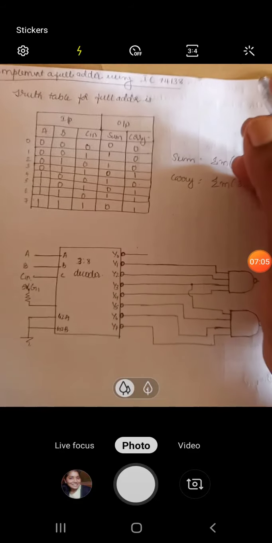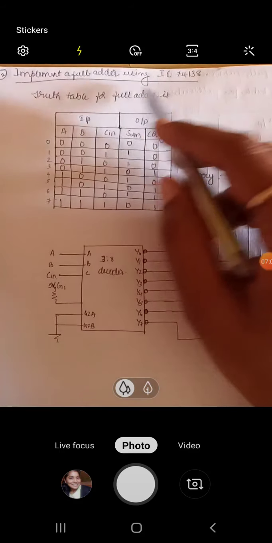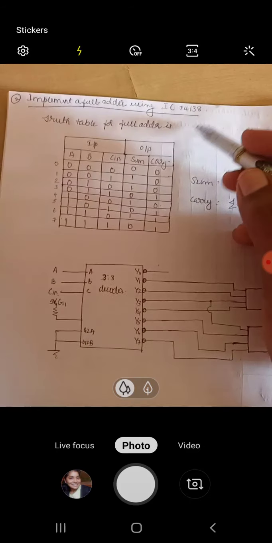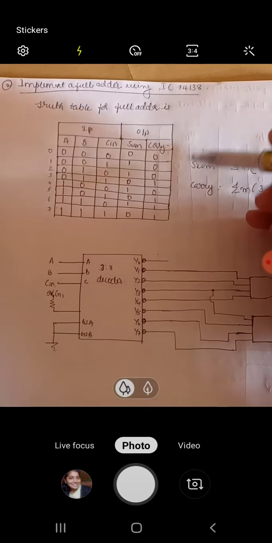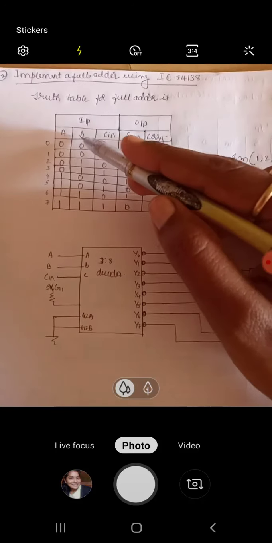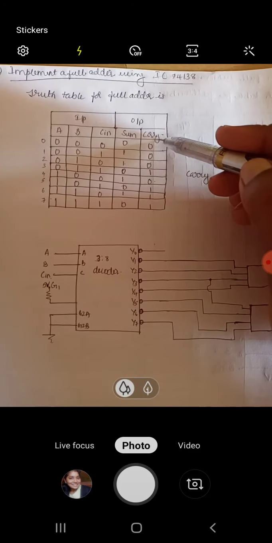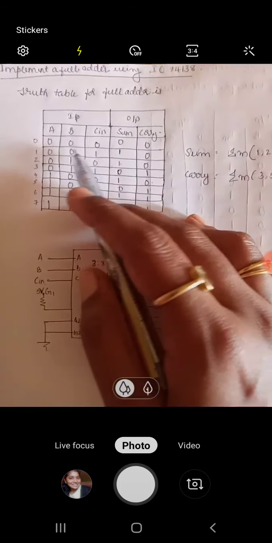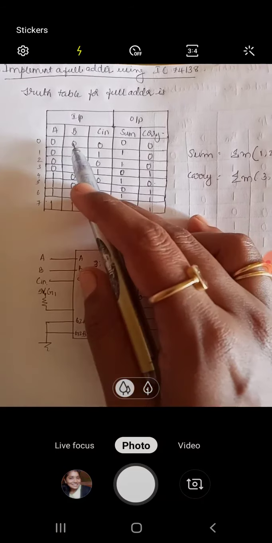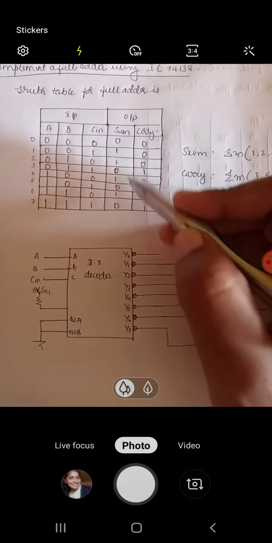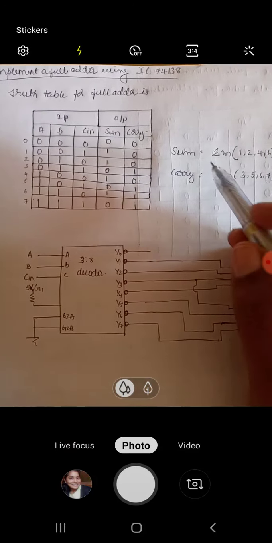Let us see another example for this, that is implementation of a full adder using the same IC, 74138. This is again the truth table for this. It runs with A, B, C in, that is carry in, and you get the outputs sum and carry. 0 1 0 1 0 1 0 1, 0 0 1 1 0 0 1 1, 4 zeros and 4 ones. So this is the truth table which you have.